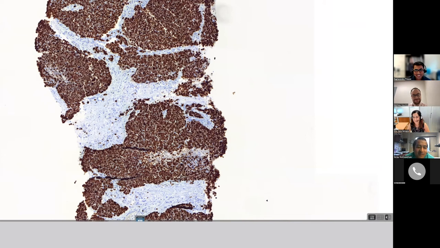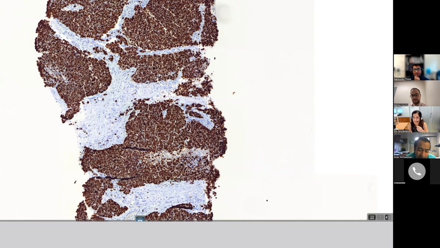What is the point? It tells you what you already know from the H&E. Would you agree, Irene? Yes, in this case, it's because it's part of the panel. It helps when it's crushed. The big use of Ki-67 is when it's crushed and you can see the morphology well, it helps.